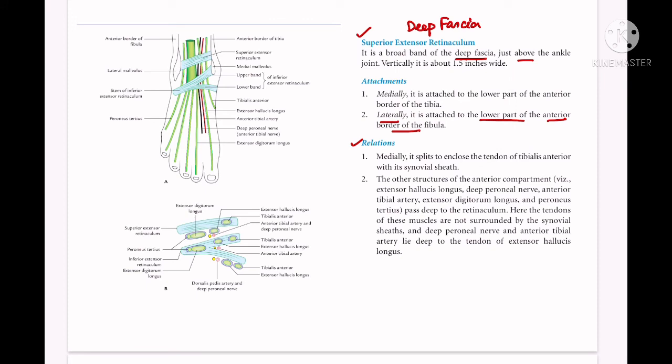Medially, it splits to enclose the tendon of tibialis anterior. So if we go medially and take a cross section, we will see that medially it is splitting to enclose the tendon of tibialis anterior. This is the tibialis anterior tendon, this one, that is passing through the split fascia.